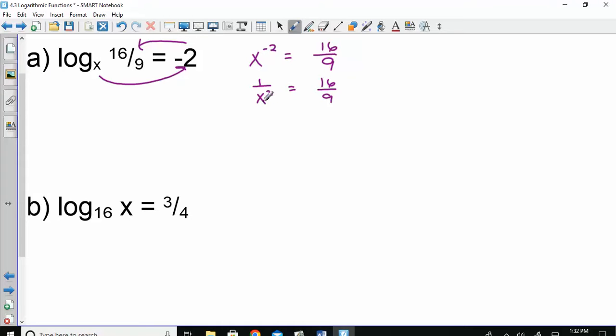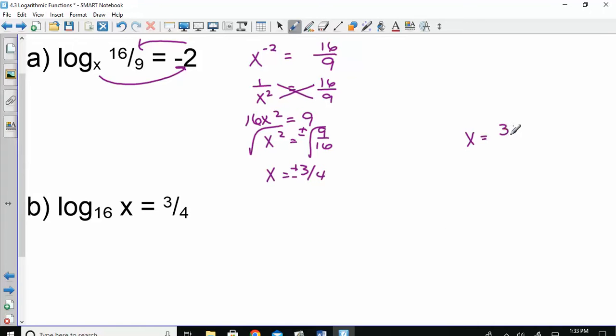Okay, so a couple options. There's a property that says if you wanted to flip this side, you just have to flip this one. Maybe a little more obvious, if you cross multiply, you get 16x squared equals 9. So x squared has to be 9 over 16. What would you do now? Square root, plus and minus. So we get positive and negative 3/4, but remember, the base has to be a positive number. So 3/4 is my only option.